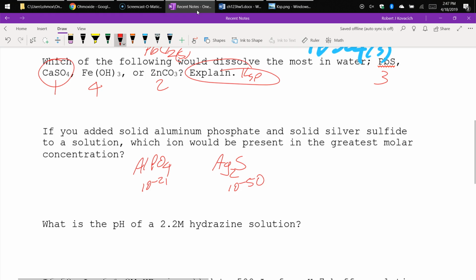Even though there are two silvers that come off every time the silver separates from the sulfide, is the silver concentration going to be high? No, because so little of it actually breaks apart. Even when it's double that, it doesn't matter. So which one's going to have the highest concentration? You're going to have a tie between the aluminum and the phosphate. You okay with that?